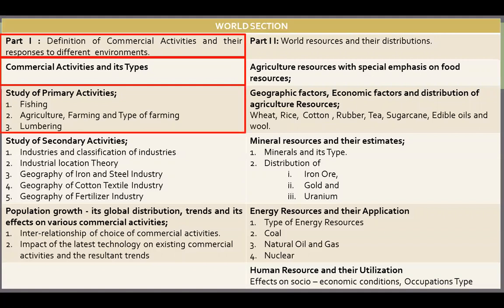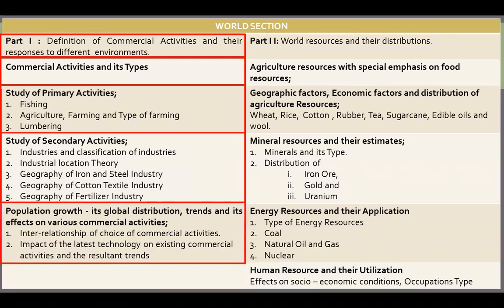Second is the study of primary activities. When we are talking about commercial activity and its types, the first activity that man performed on the earth, when he was Homo sapiens, is the primary activity. Then we have the secondary activity. These are activities related to the manufacturing sectors. Then we have population growth, its distribution, global trends, and effect on various commercial activities.